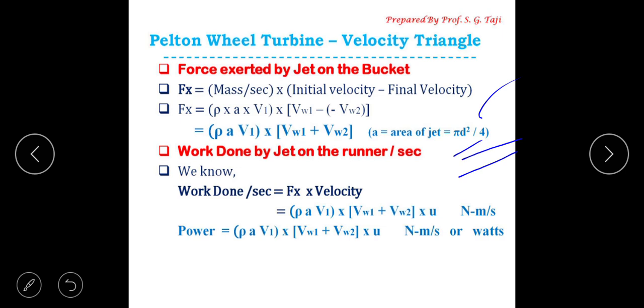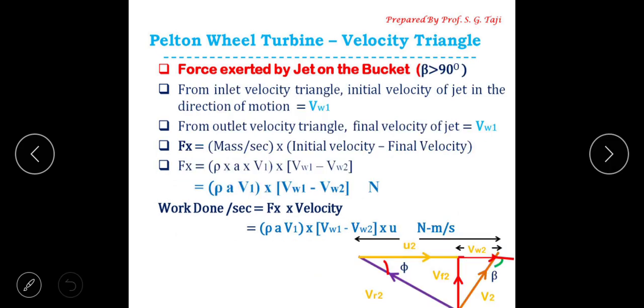Work done by the jet on the runner per second. We know that work done per second is equal to force in the direction of flow multiplied by velocity. So rho a V1 multiplied by (Vw1 plus Vw2) multiplied by U, newton meters per second. Power is equal to rho a V1 multiplied by (Vw1 plus Vw2) multiplied by U, newton meters per second or watts.